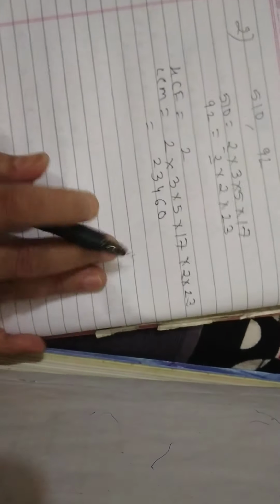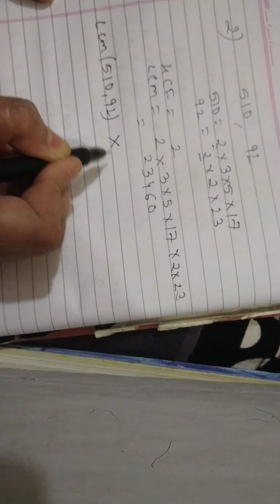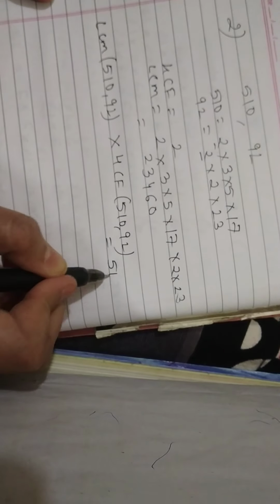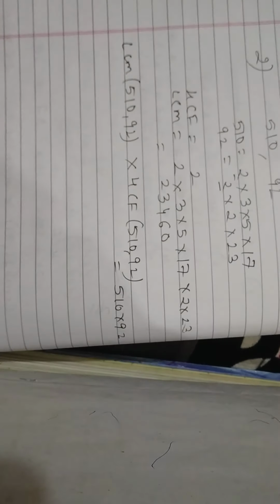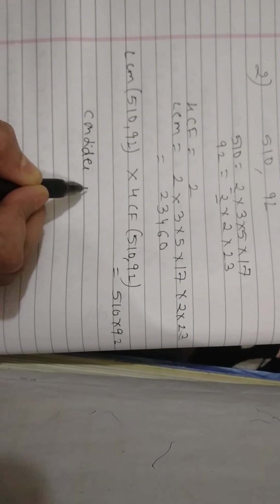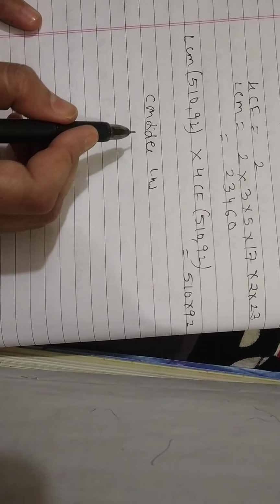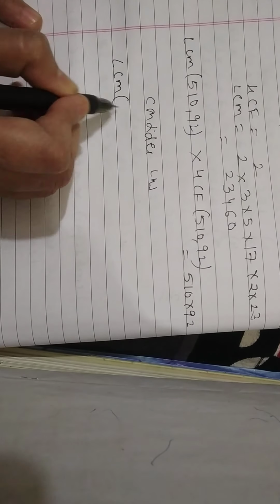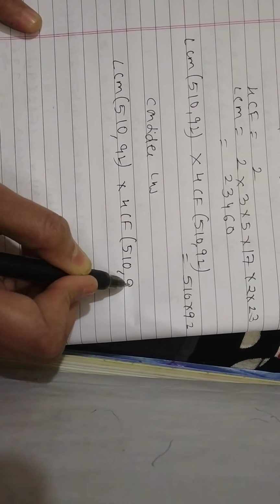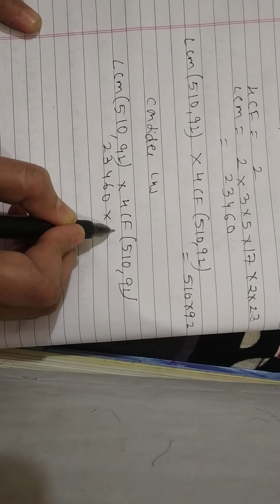Now we'll take the formula. LCM of 510, 92 into HCF of 510, 92 is equal to product of 510, 92. Now we'll consider LHS. If it is to be verified, always we are supposed to first consider LHS, then RHS. LCM of 510, 92 into HCF of 510, 92. What is this? This is 23460 into 2.